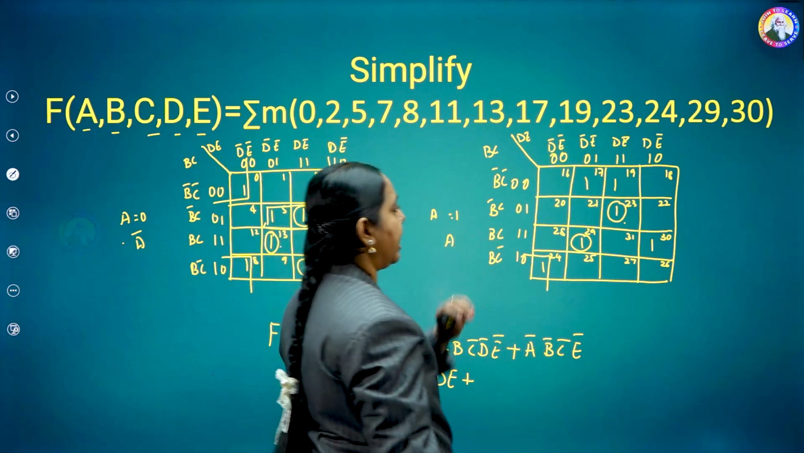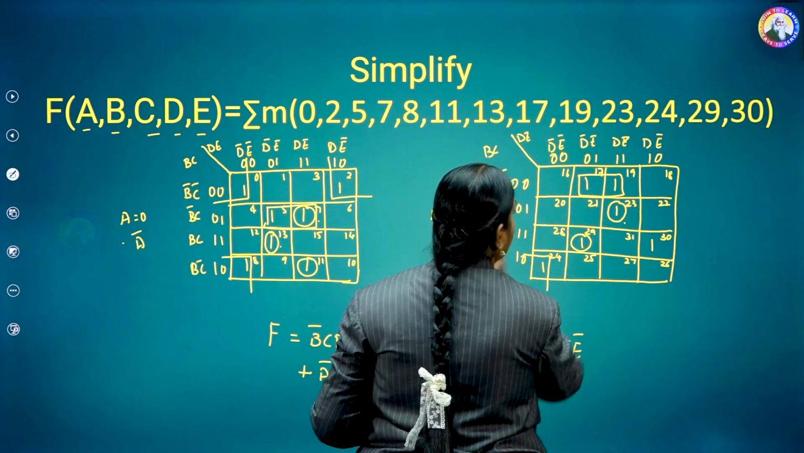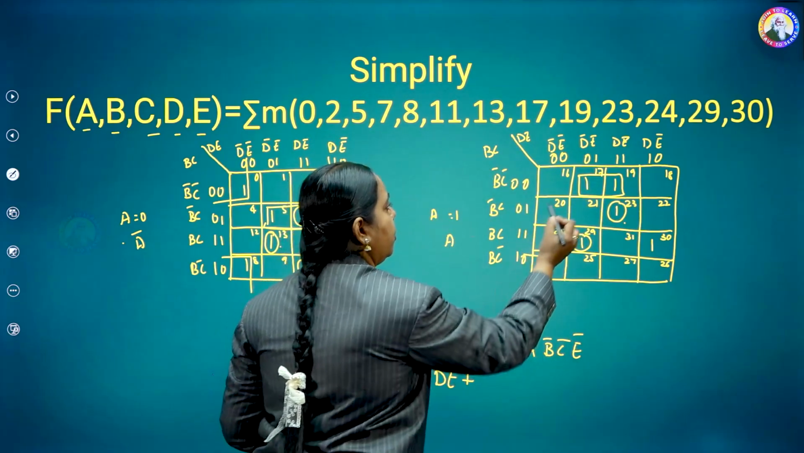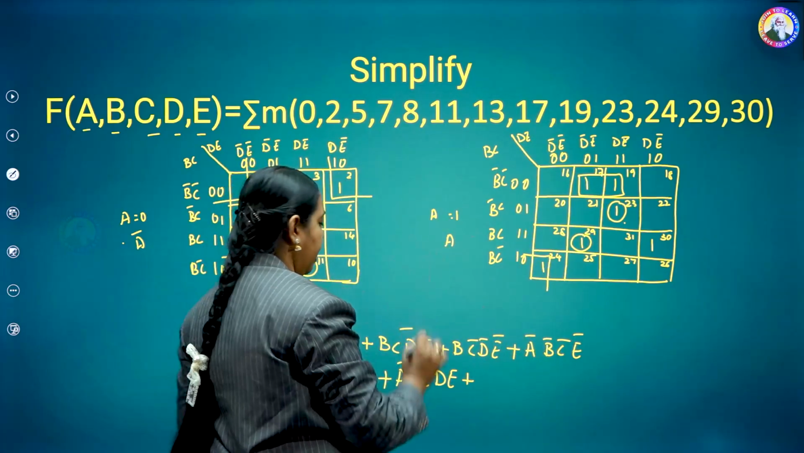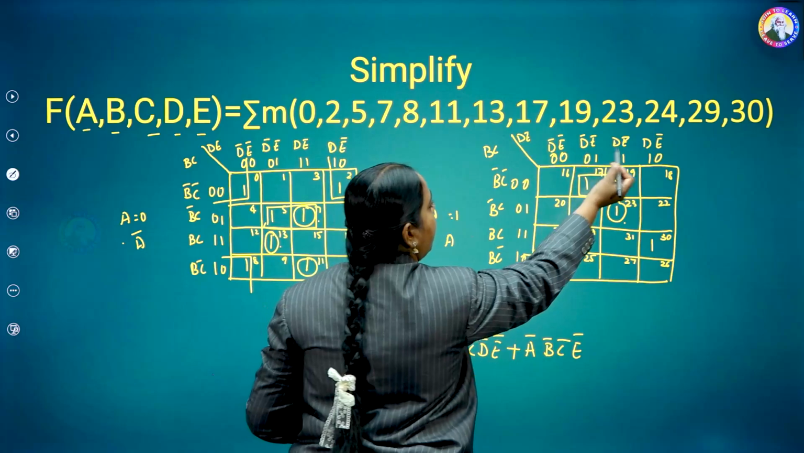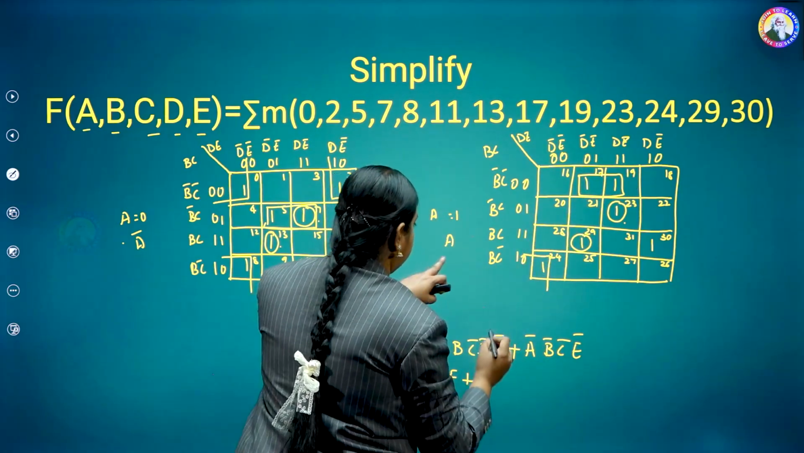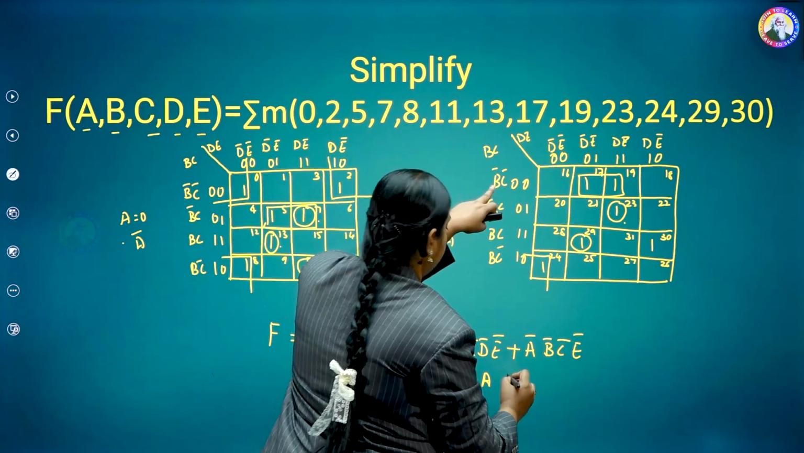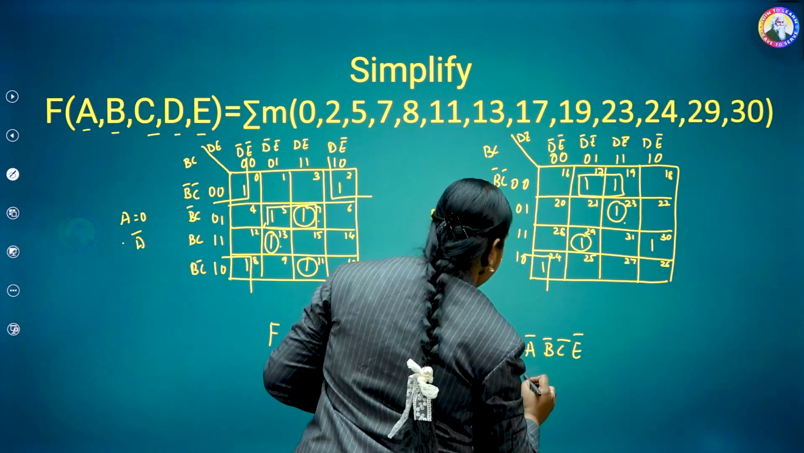Now coming to the second square. The term with respect to that grouping: here I need to consider A, right. So horizontal grouping, I need to check for these two. D bar will get cancelled. The leftover term is A, B bar, C bar, then E.